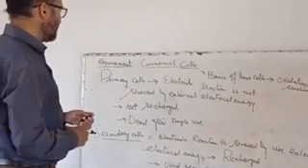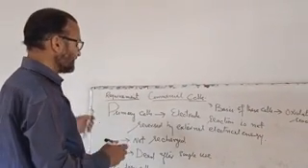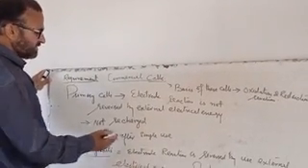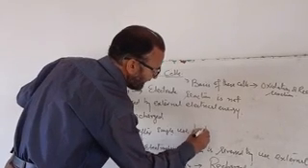So primary cells are those cells in which the electrode reaction is not reversed by an external energy source. They are not recharged. They become dead. For example, the dry cell.